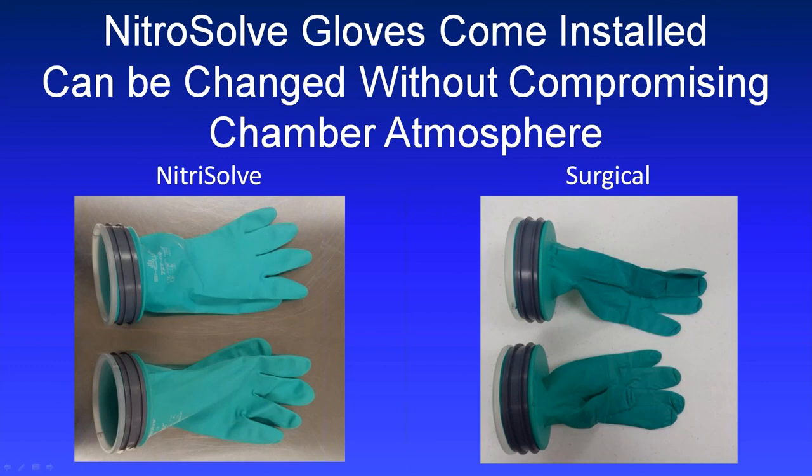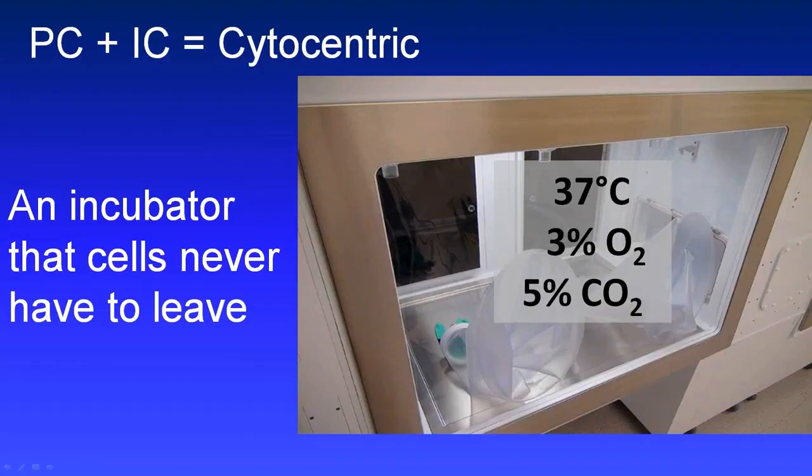Now, these gloves can also be changed without compromising the environment in the chamber, and we will show you that technique as well in a later video. The processing chamber and the incubation chamber together make a cytocentric space that is like an incubator. The cells never have to leave. You can do everything you need to do with them inside that space.